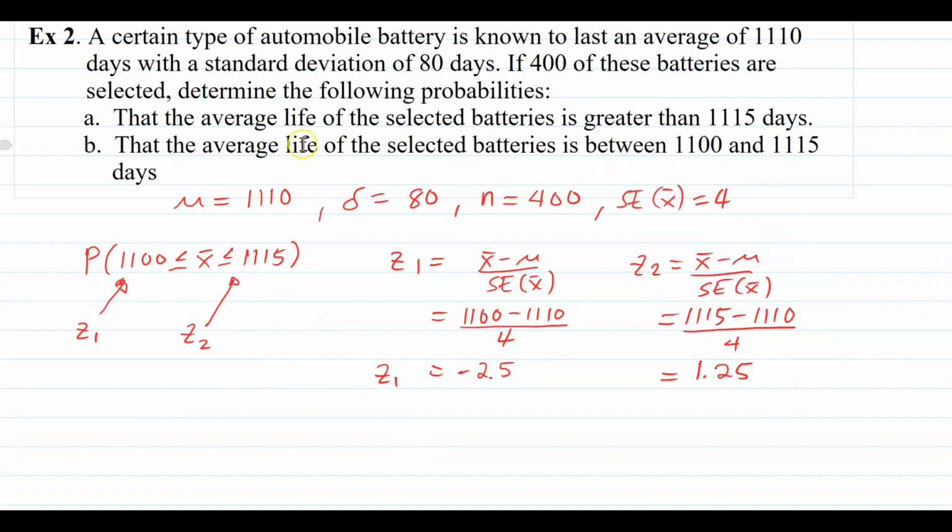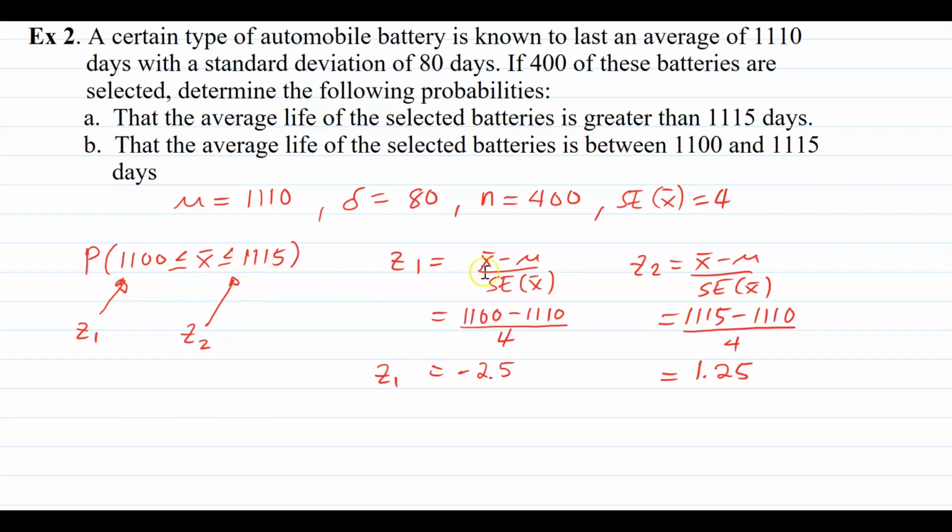Now for question B, we want to determine the probability that the average life of the batteries is between 1,100 and 1,115 days. So we can set up the probability question in terms of X bar. Probability that X bar is between 1,100 and 1,115. So we are going to solve for Z1 corresponding to X bar equals 1,100. And we will also calculate Z2 corresponding to the X bar value 1,115.